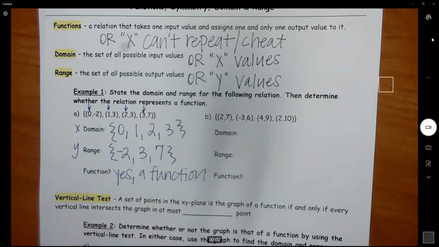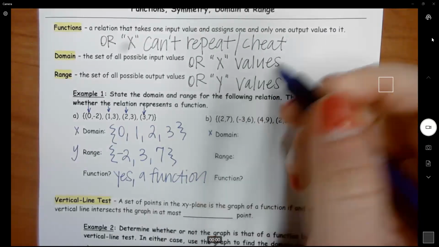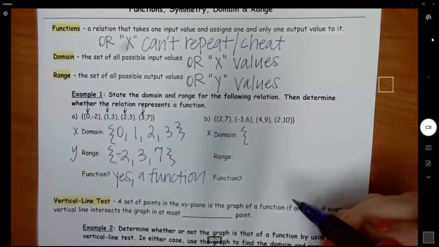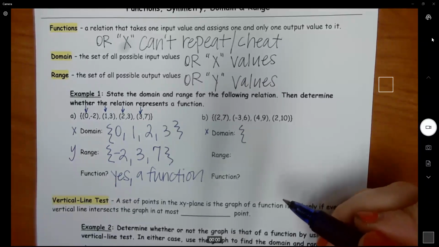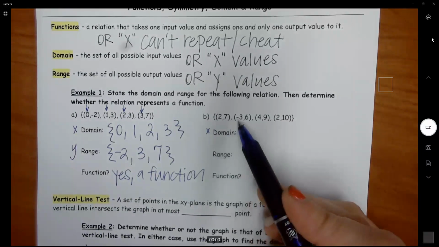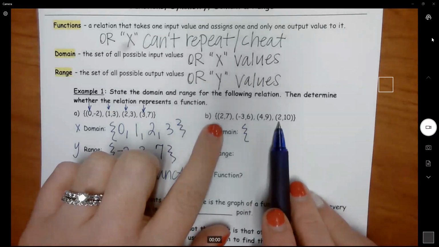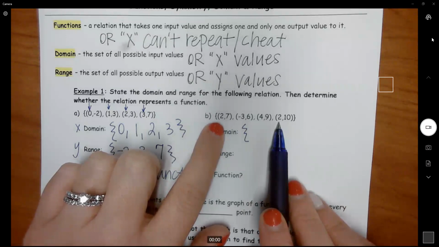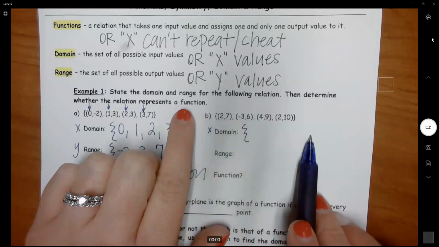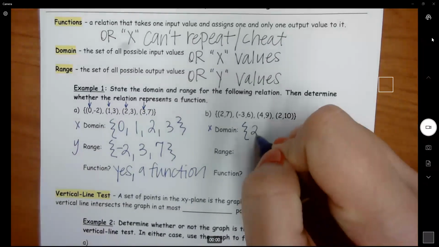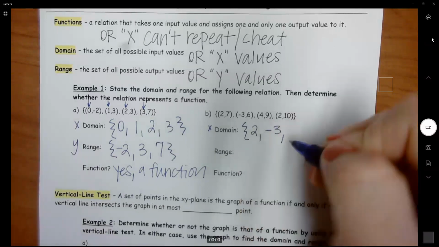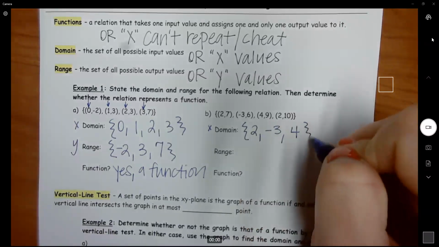Okay, let's repeat on B. We need to list the domain and range. Again, domain is X. So squiggly bracket, because we're listing individual numbers. We've got 2, -3, 4, and 2. So I have 2 here twice. So I'm not listing 2 in my set twice. So 2, -3, and 4. Close your squiggly brackets.